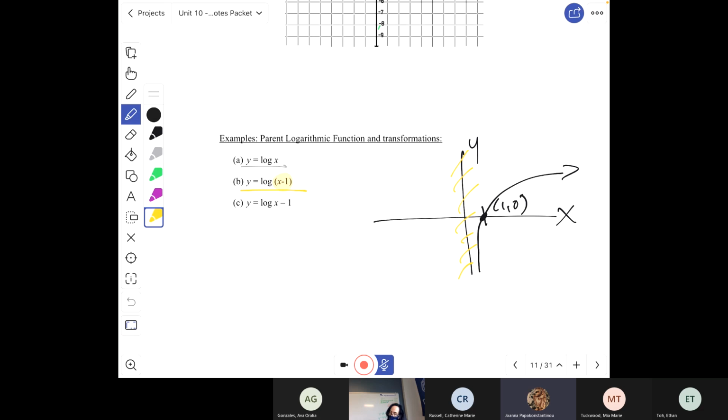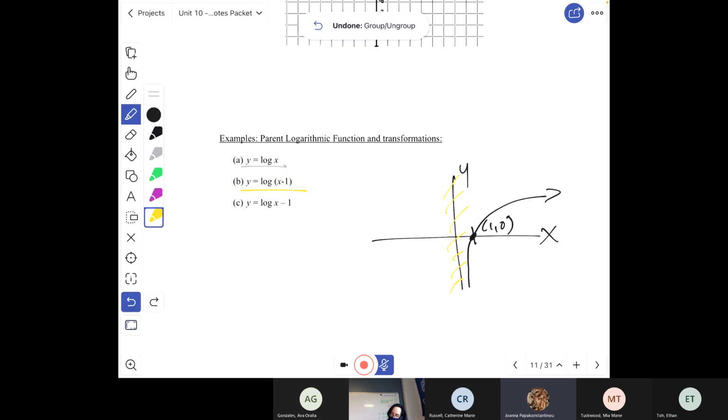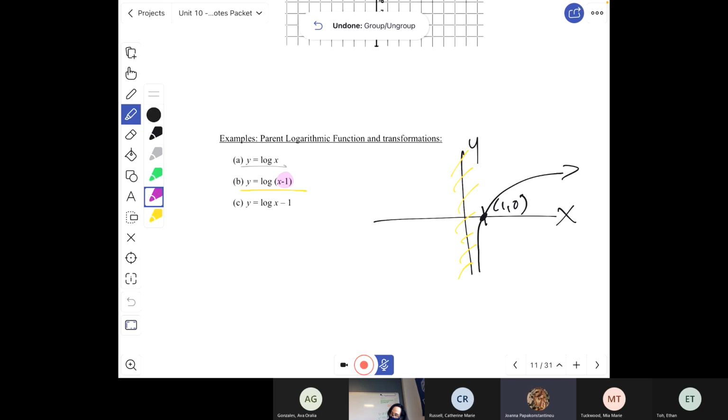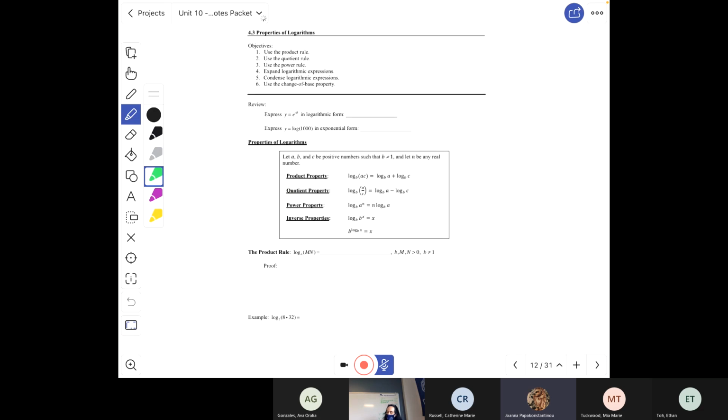Come on, Josh. Does that make sense? This is now moving it to the right one. What has this done to the parent? It shifts it down one. Right? So again, you should be able to recognize transformations made to any function, whether it's exponential or logarithmic.